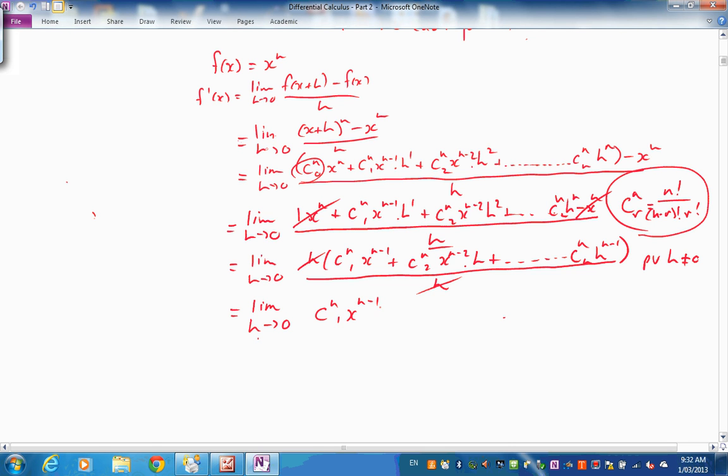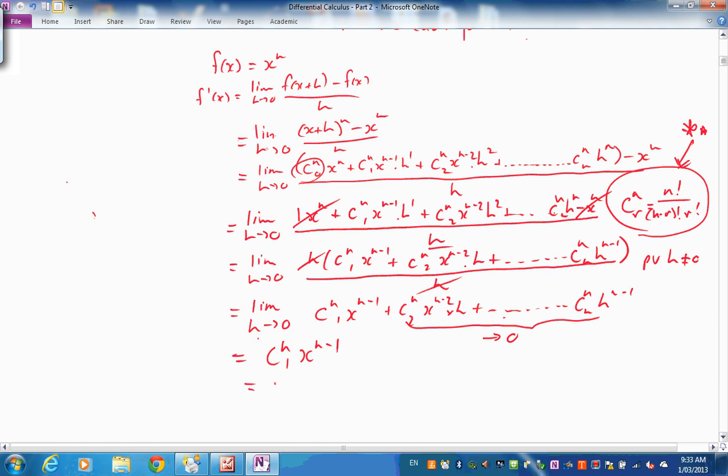Cn1 x to the n take 1 plus Cn2 x to the n take 2 times h. And all of these terms here still have an h in them. Okay, and that's important now, because the limit as h tends to naught of all of these here will tend to naught because they have an h in them. When you sub h is naught, they disappear. So the limit is this. And guess what Cn1 is if you go back up here? If you know anything about those combination coefficients, it comes to n. And we have proven it.